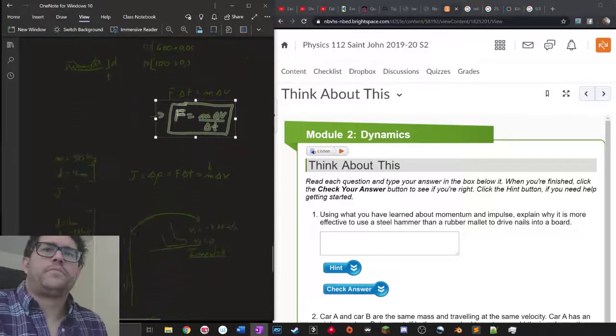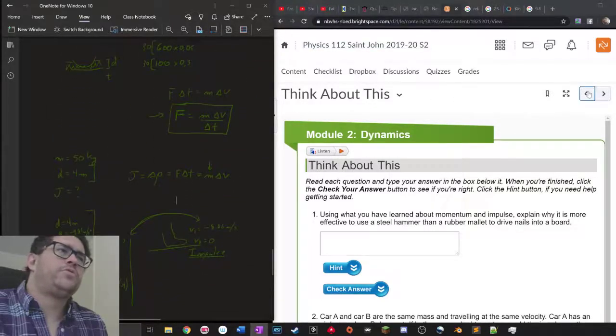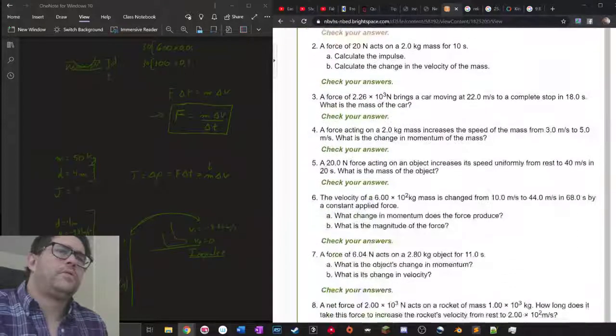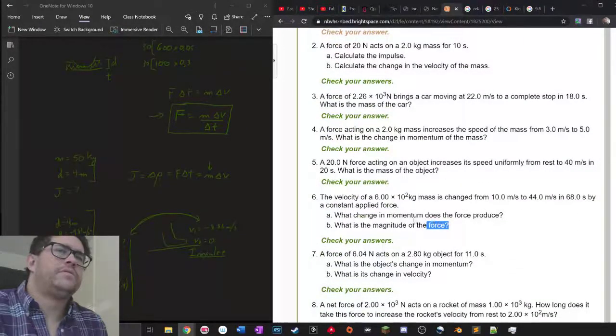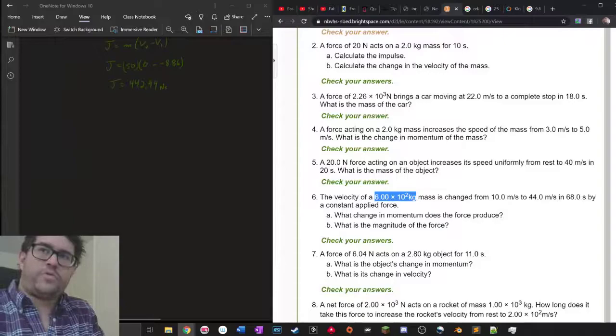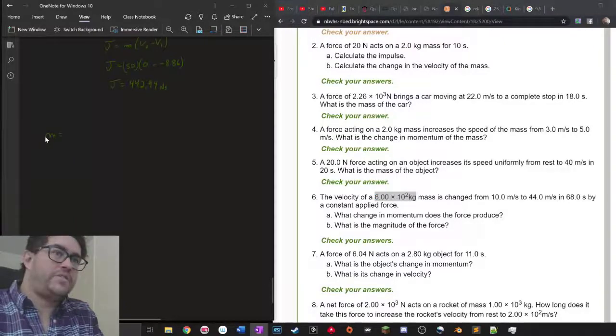I want to show you a little more. Take, I don't know, this problem. We have a mass. I just want to show you what you could do here. So you would write your units. You have a mass, and the velocity is changed from, who cares, and you have two velocities, and in 68 seconds, so you have a time, by a constant applied force is known. What is the change in momentum?